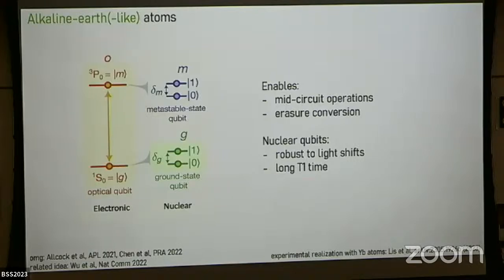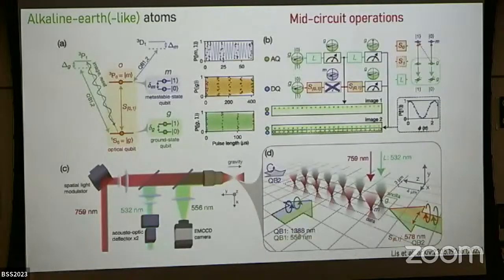In this case, since you have this separation between these 2, you're very robust to light shift. You're basically insensitive to this kind of noise. And the second feature is that these nuclear qubits can have a very long T1 time, this relaxation time that I was talking about before. Okay, so sorry, this is a super busy slide. This is a picture from Adam's recent paper.